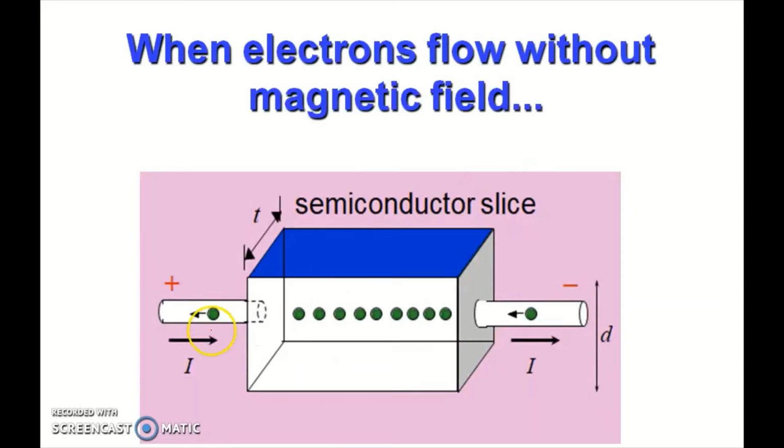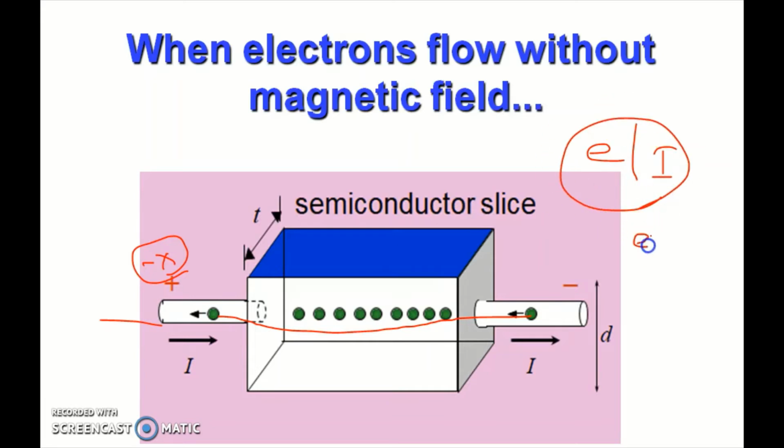Now, when electrons are flowing without a magnetic field, all the electrons move directly through the specimen in this direction. In this case the electrons are moving in the minus x-axis direction, so the current moves in the positive x-axis direction, because the electron movement direction and the current direction are opposite. If the electrons are moving like this, then the current will be in the opposite direction. That is shown in the slide.